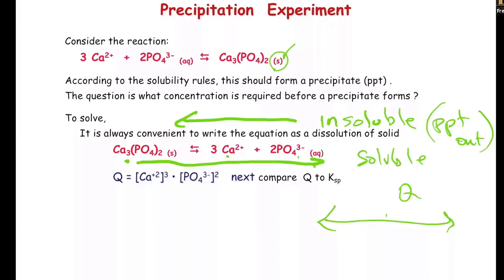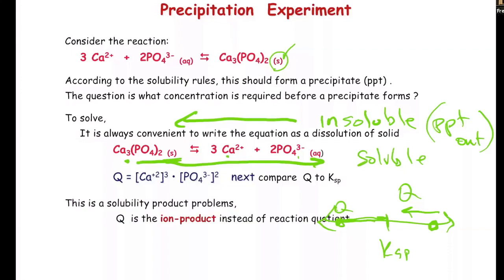relative to KSP. If Q is less than KSP, then it's going to go in the forward direction. In other words, it's going to be soluble. It's going to go in solution. You shouldn't see any precipitate. On the other hand, if Q is greater than the KSP, then it's going to be insoluble. You're going to see more of the precipitate form. So again, we're not at equilibrium. We want to know how to get to equilibrium, and that's what Q serves. It gives us an idea about that.